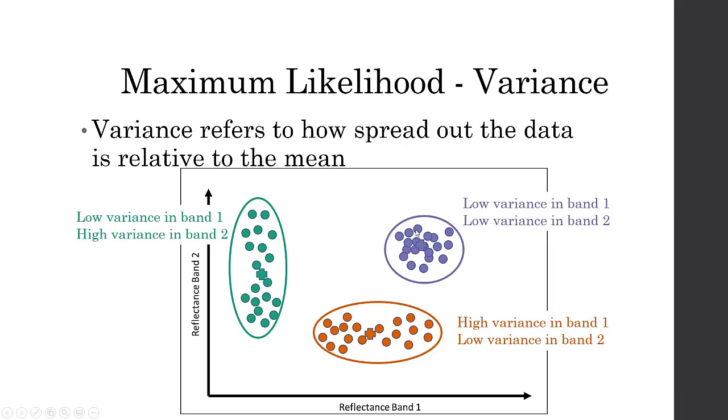Now if the pixels had identical values, it would obviously have zero variance because there's no difference between it and the mean, because it would just be itself.